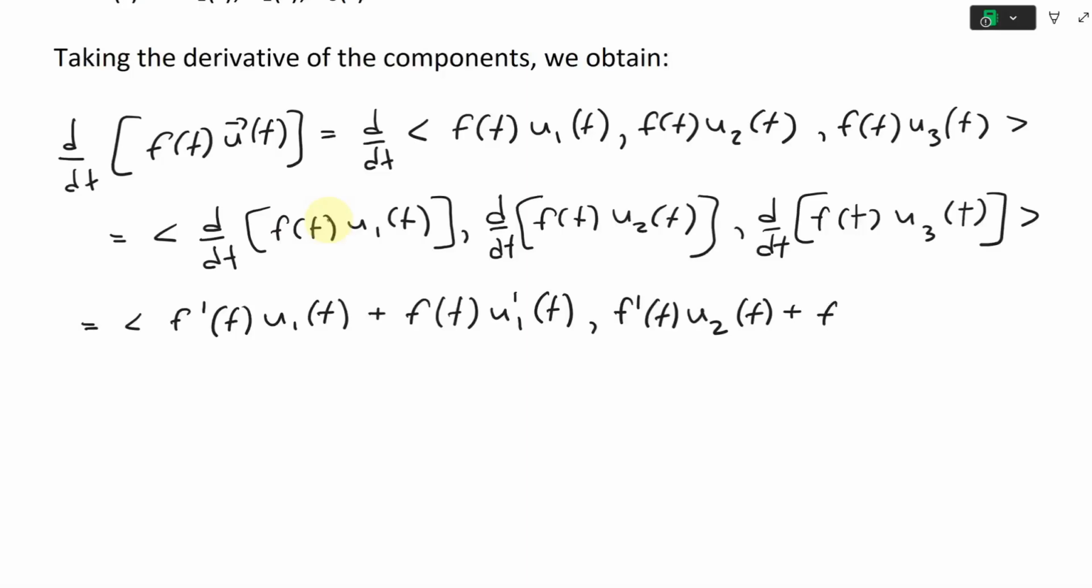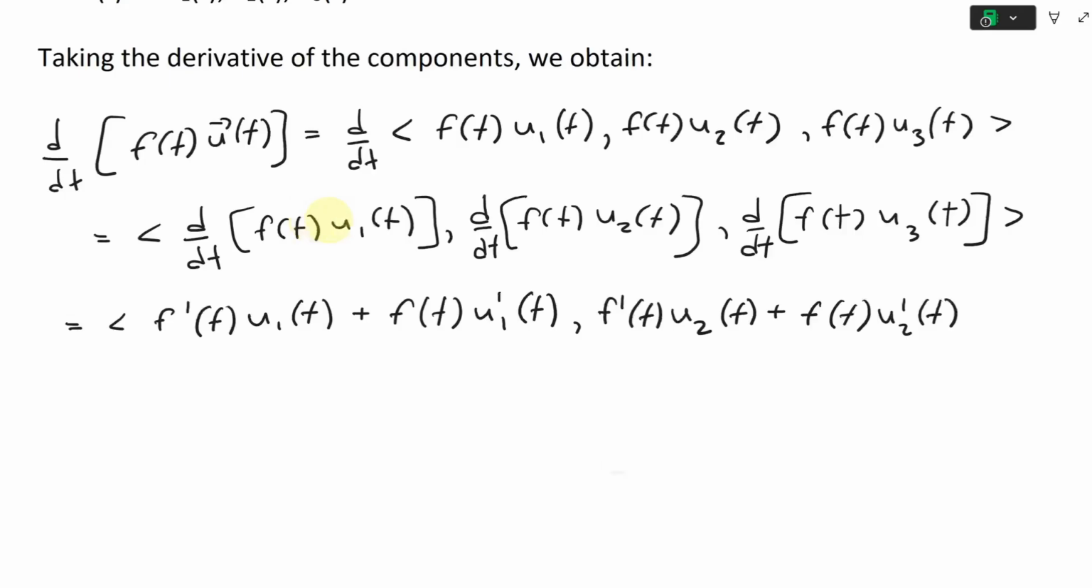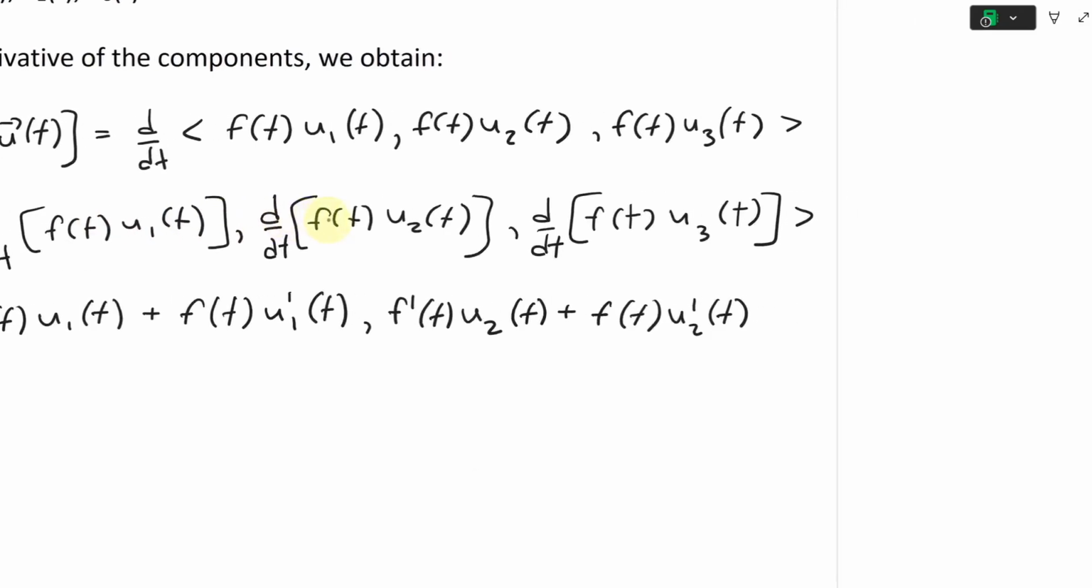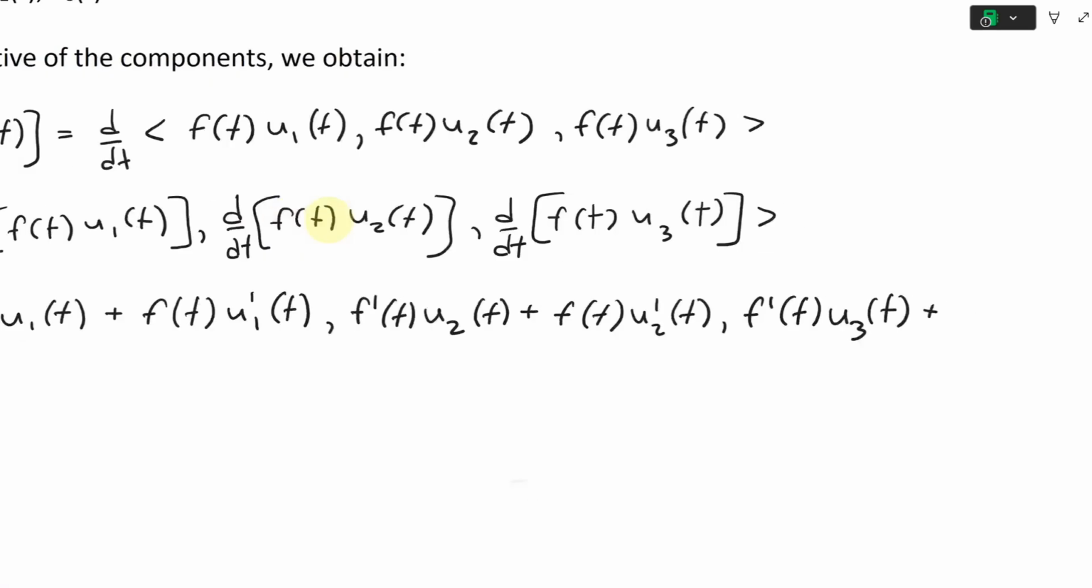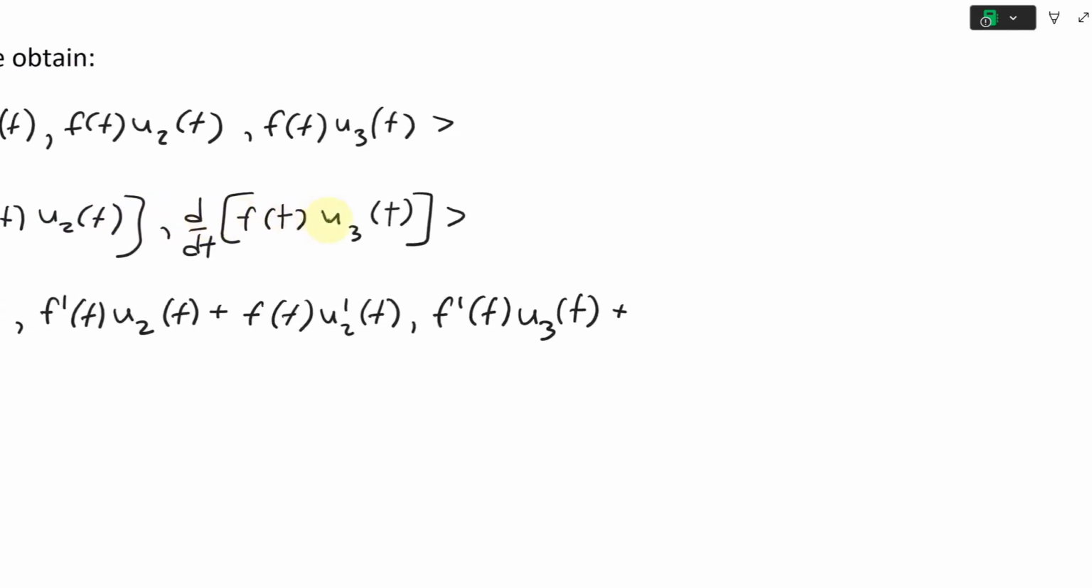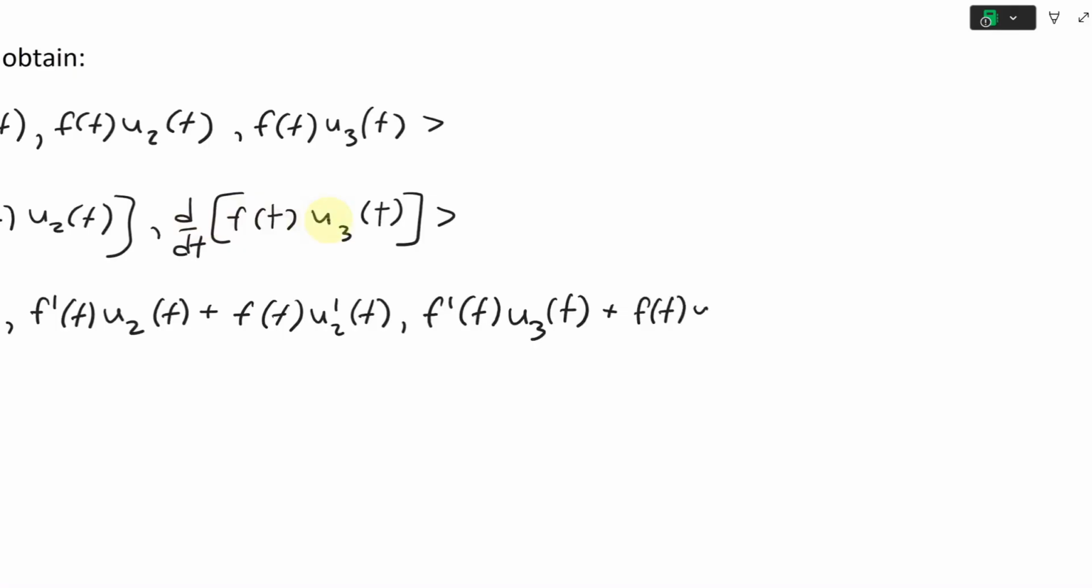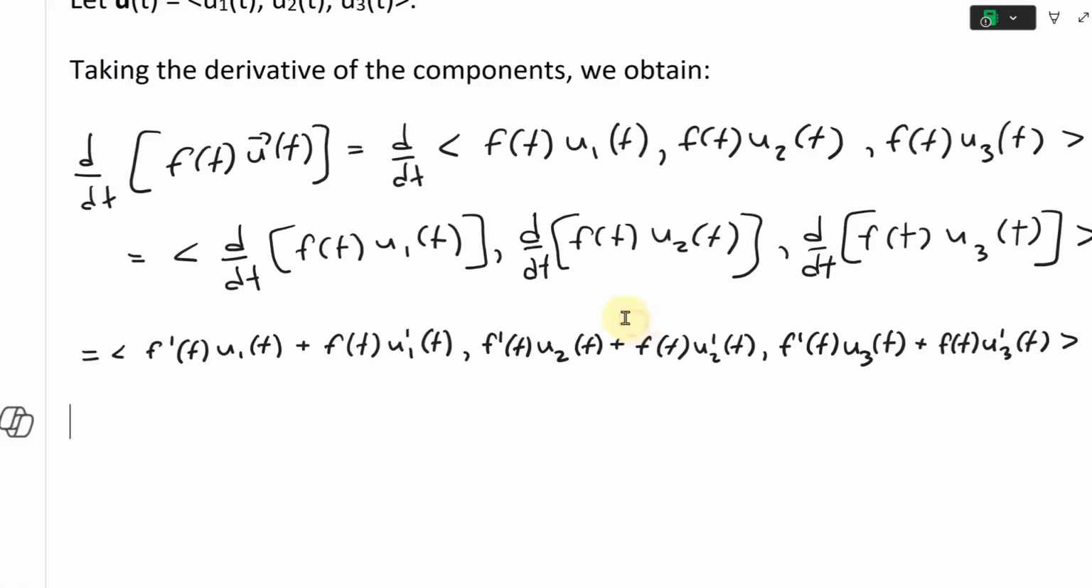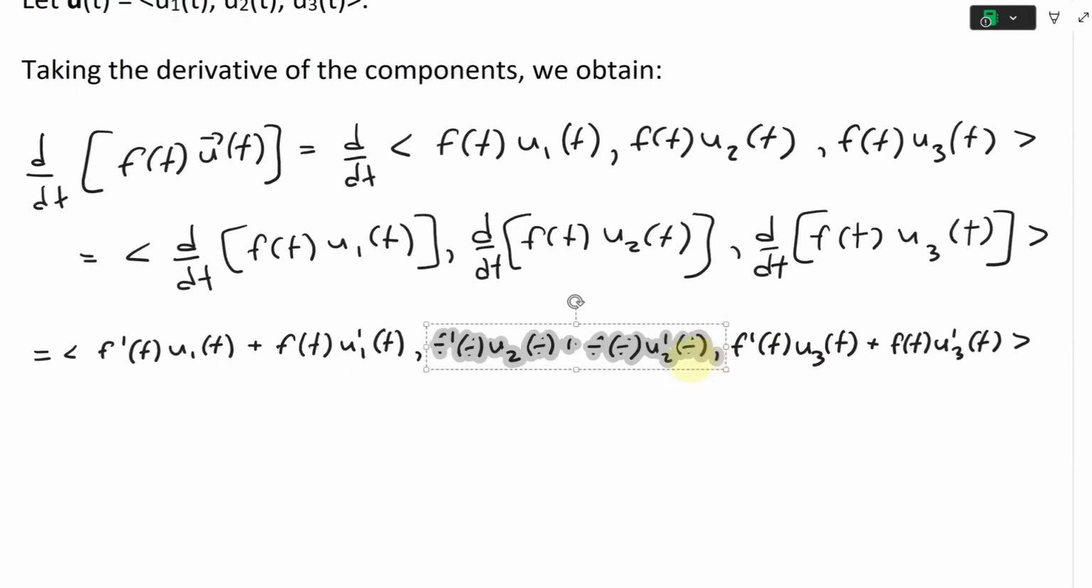This is going to be f(t), and then u2 prime of t. Now the next one is f prime of t, and then u3(t), and then plus, move it over, f(t), u3 prime of t, like that. So that is what we have there. And here I just quickly paused and then shrunk it to fit this line as per usual. Okay, there is what we have.